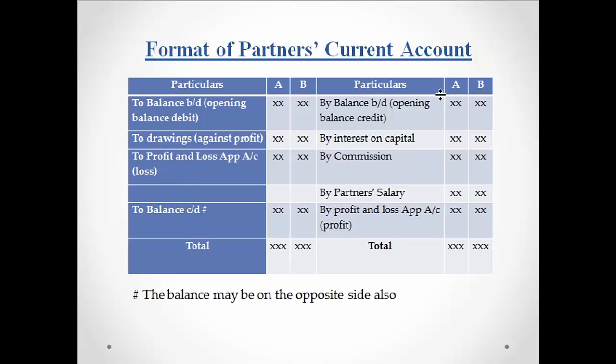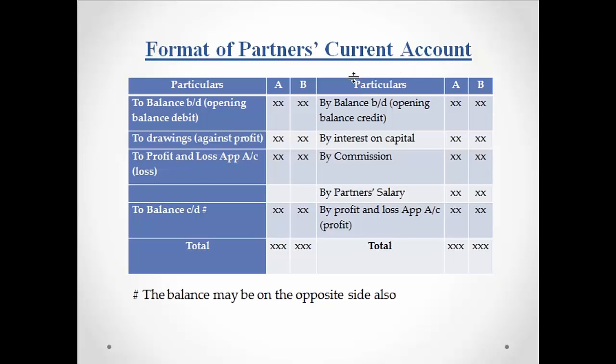Then the next step is that a separate total should be taken for A and B. The same total should be written on this side also. The difference amount should be taken separately, and the difference amount is the balance carried down, separately for A and B like this. And this is the complete format of the partner's current account when the capitals are fixed.